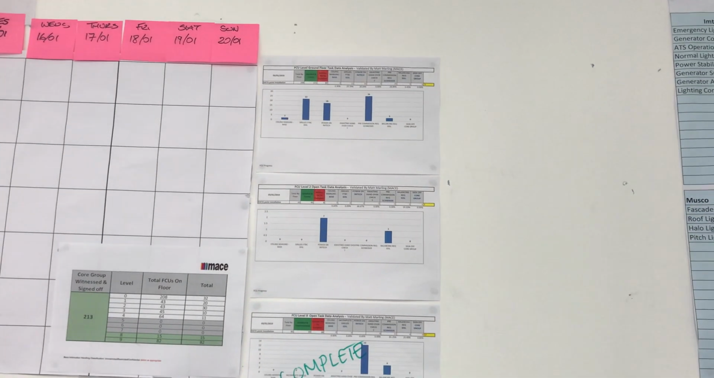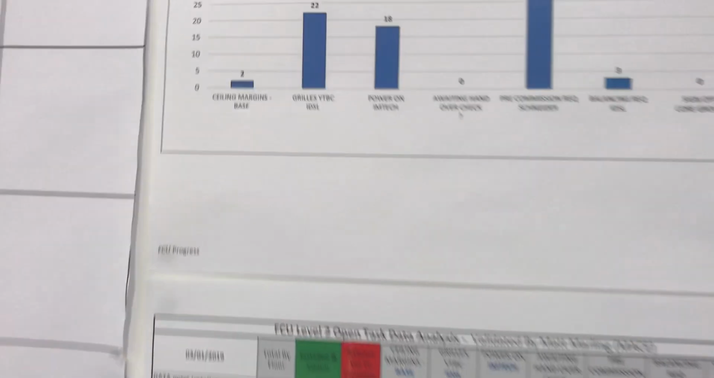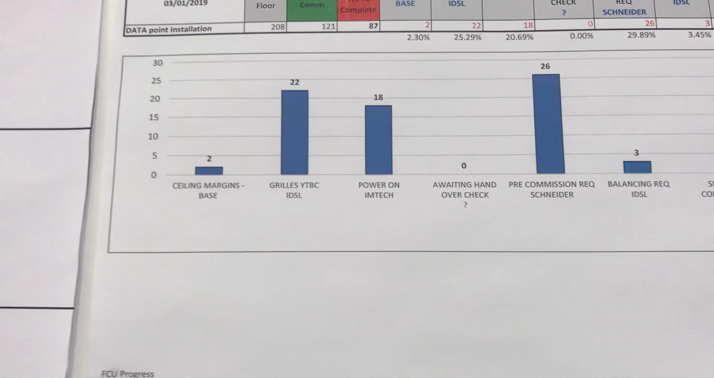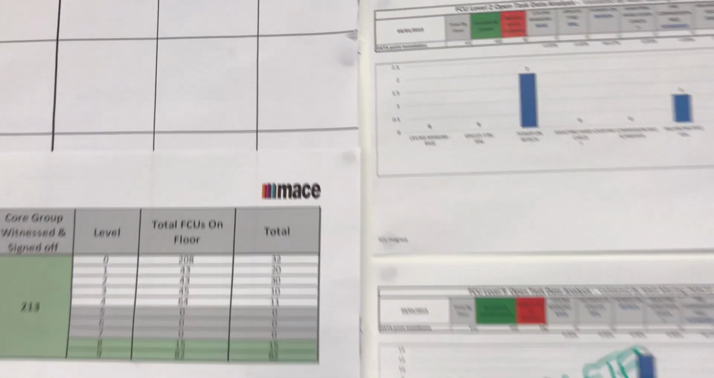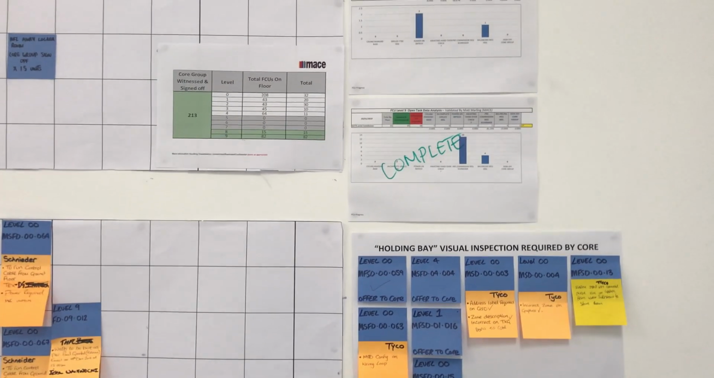So what we actually did was broke each floor down as a priority from floor 9 right the way down to ground 0, and then basically found out what the main contribution of problems were. And as you can see on that one, pre-commissioning, it wants organising, but also there are grills outstanding. This is a focus, so we rotate around this room on a daily basis.